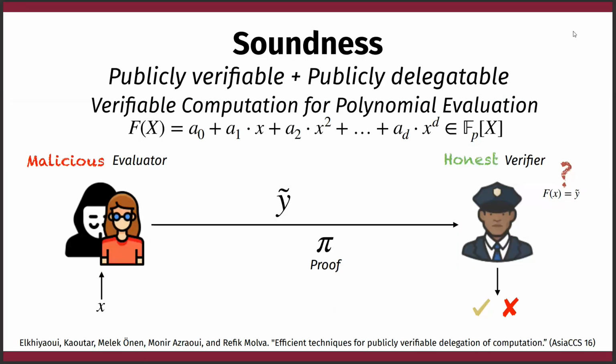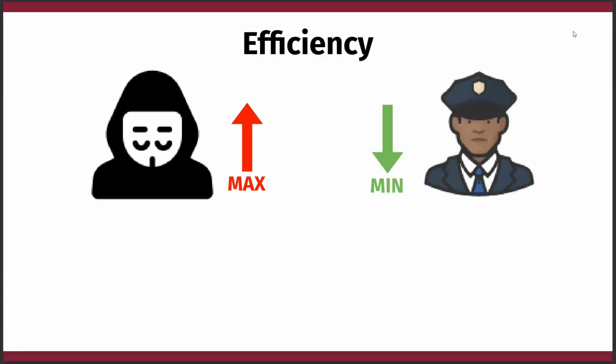Very briefly regarding soundness, what we show is that we have soundness by using verifiable computation that is publicly verifiable and publicly detectable. So on setup, we also generate some keys. The key allows the evaluator to produce the proof, and the verifier can use the same keys that are public to verify the proof.